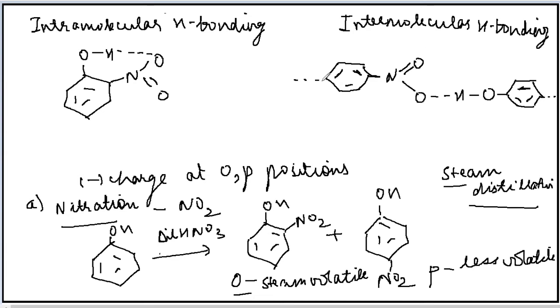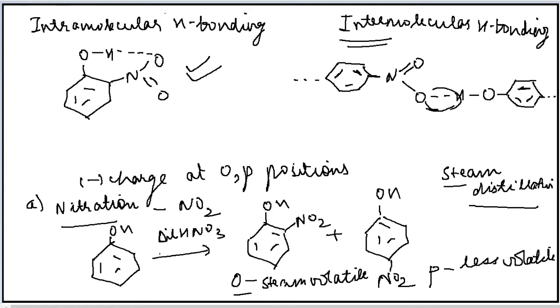So if you look here, this is the intramolecular hydrogen bonding. Within the same molecule, the hydrogen bonding is taking place, whereas inter is like an inter-school debate competition, that is between two schools. So similarly, intermolecular means between two different molecules. This dashed line represents the hydrogen bonding. Because of this intermolecular hydrogen bonding, they are less volatile towards steam, whereas because of intramolecular hydrogen bonding, they are steam volatile. Ortho products are steam volatile.